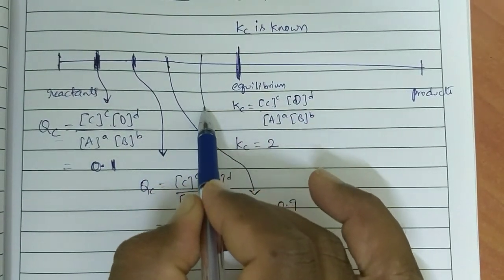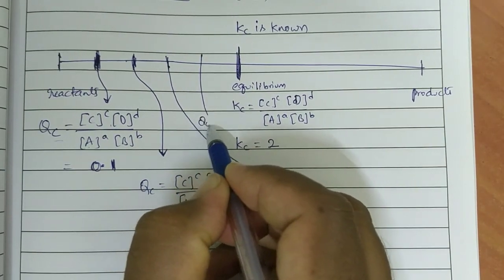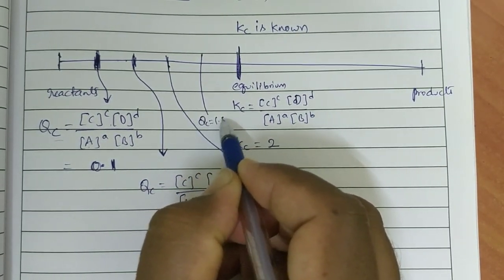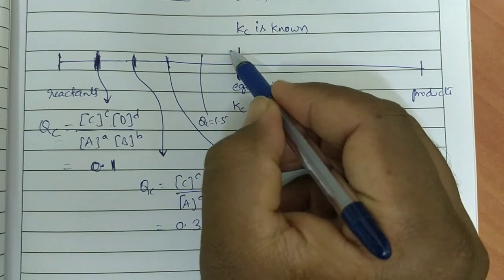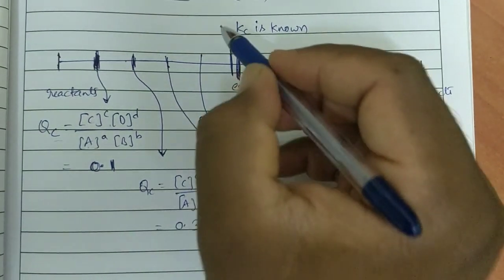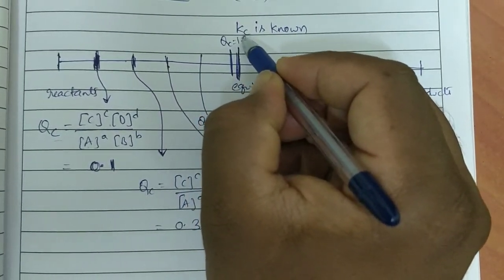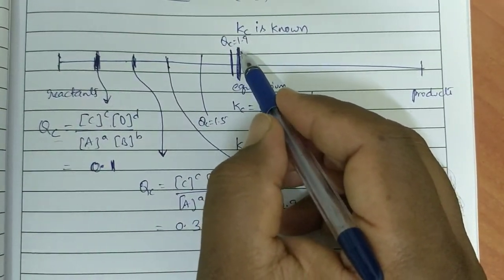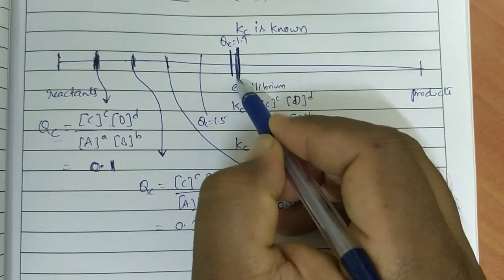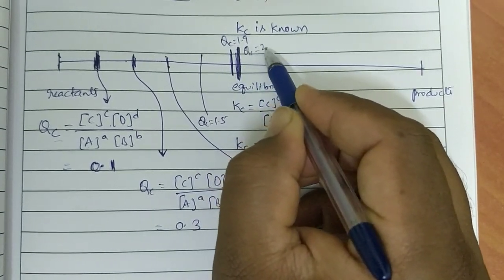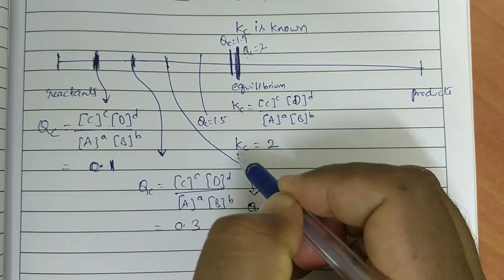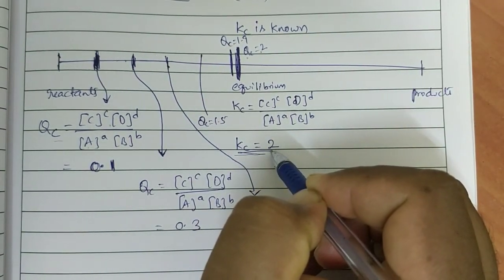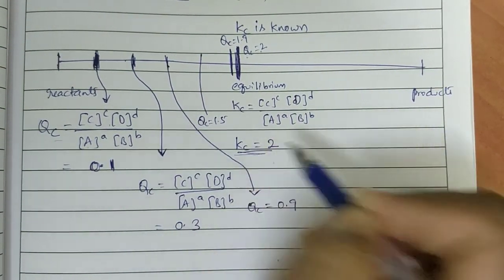At this point of time I observed QC is equal to 1.5. At this point of time QC is equal to 1.9. Finally I waited some more time, then finally I got up to here, then QC is equal to 2. When QC is equal to 2, that is equal to Kc, then the equilibrium is attained.